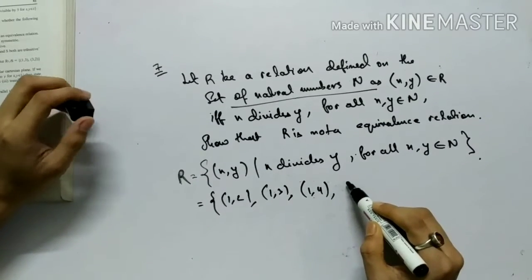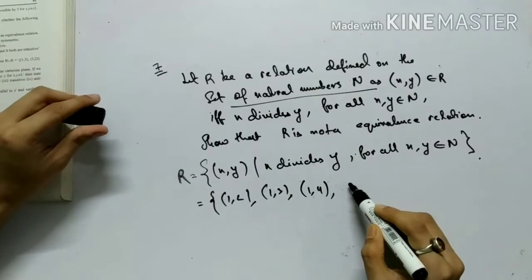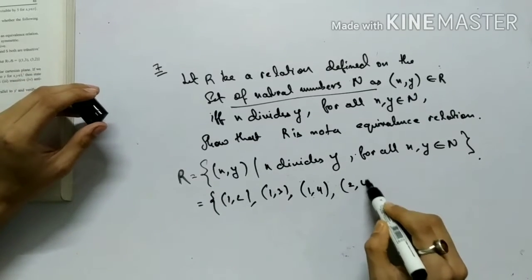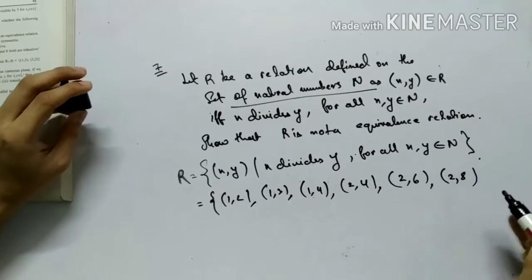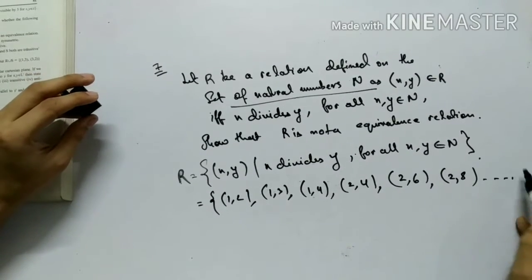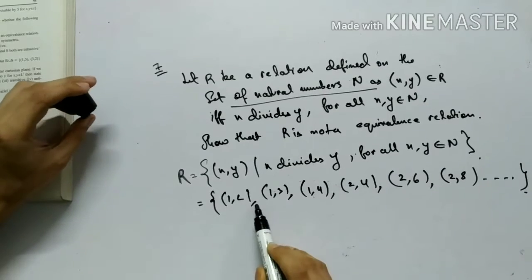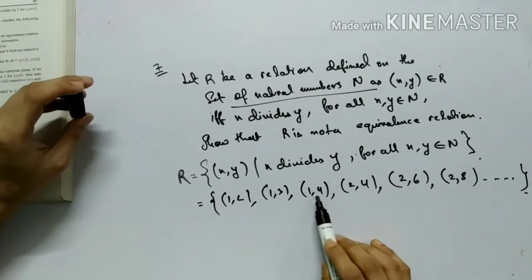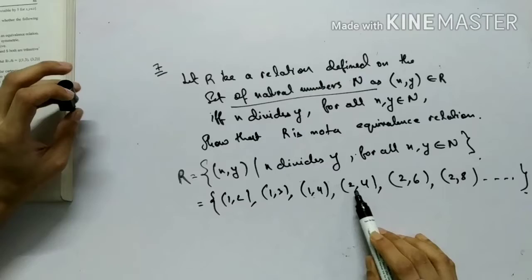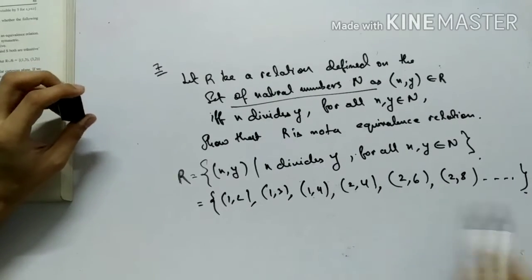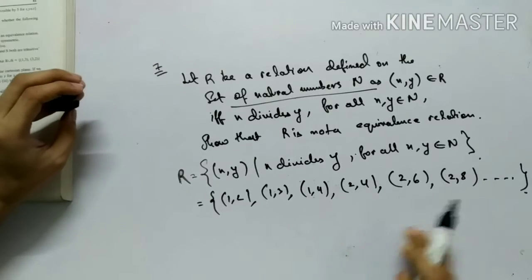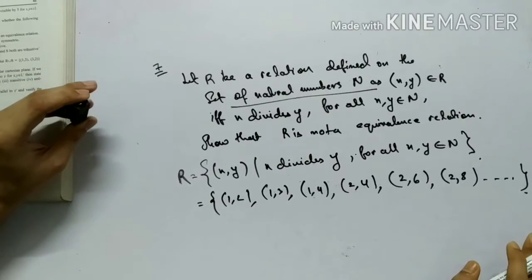And then again (2,4), (2,6), (2,8). In this way it will go. This is x divides y: 1 divides 2, 1 divides 3, 1 divides 4. 2 divides 4, 2 divides 6, 2 divides 8. Like that it will go on and on, (1,5), (1,6), (1,8).